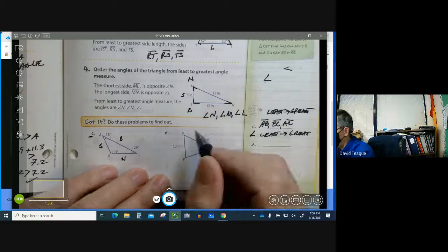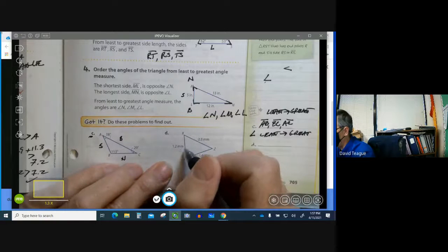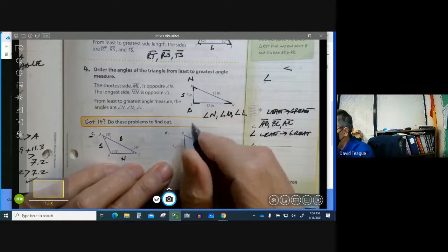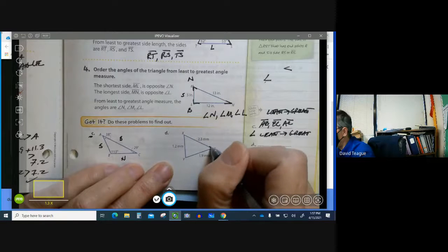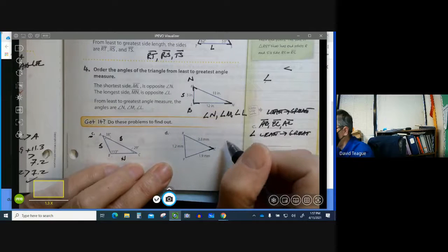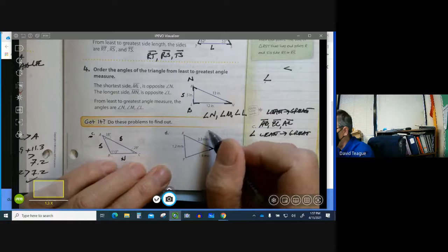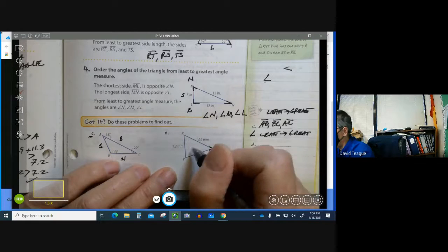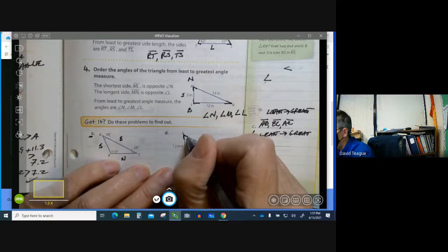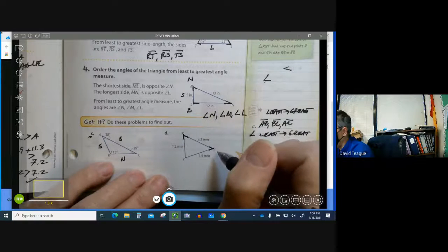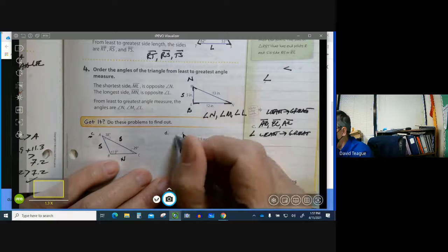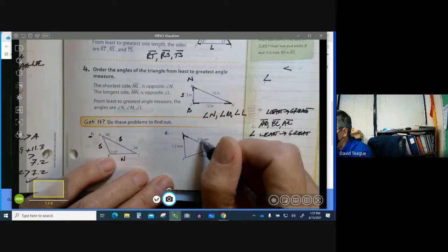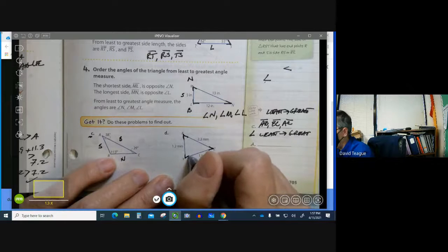Our smallest side is this. It's 1.2 millimeters. So we know the angle opposite that, which is this, is the smallest angle. The next biggest side is this 1.9. Opposite of that is this angle, so that's the next biggest angle. And this is our largest side, and so we know opposite of that is the biggest angle.